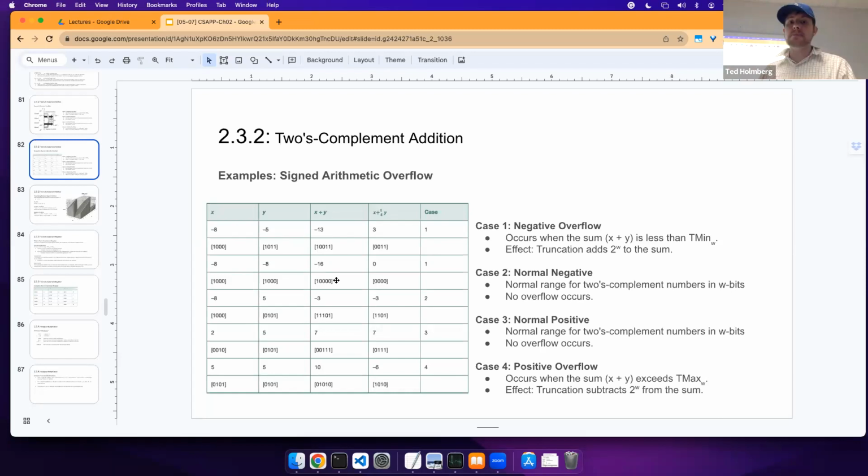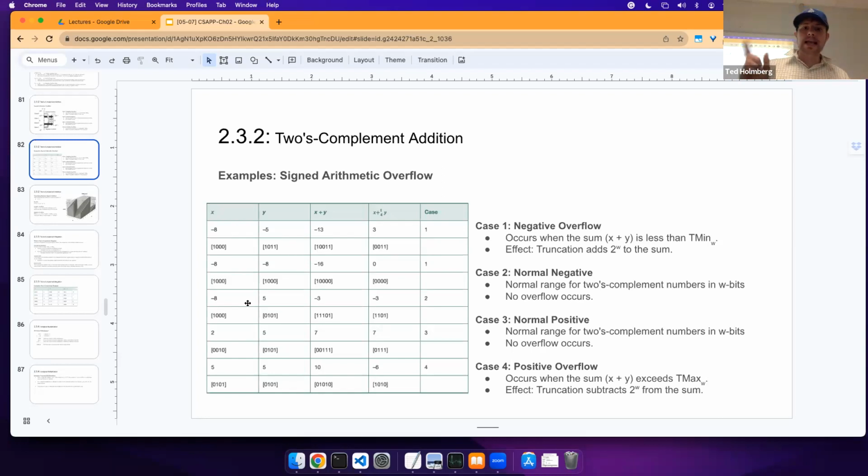Okay, now clearly -16 we can't represent, so we will truncate that, in which case our modulus addition is going to give us 0. That was also another example of a negative overflow, but one that showed you what happens when we take the most minimal values and add them together.